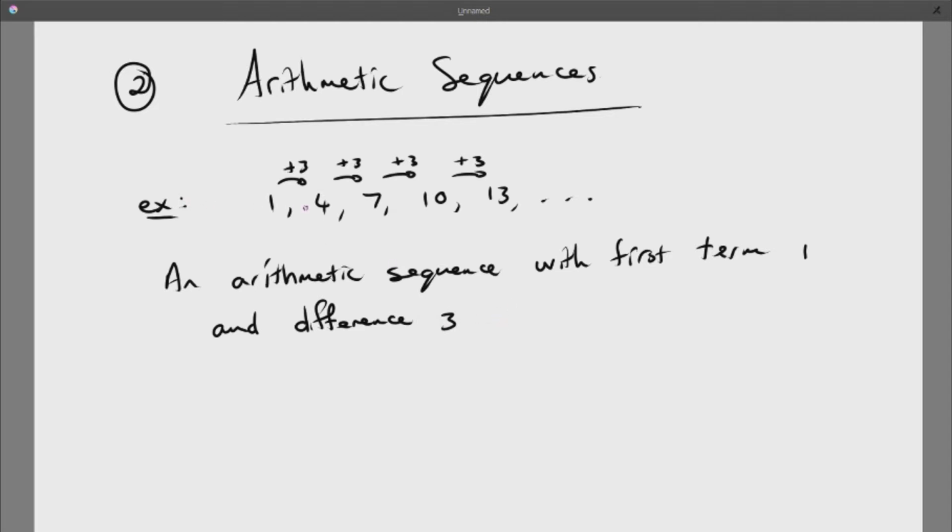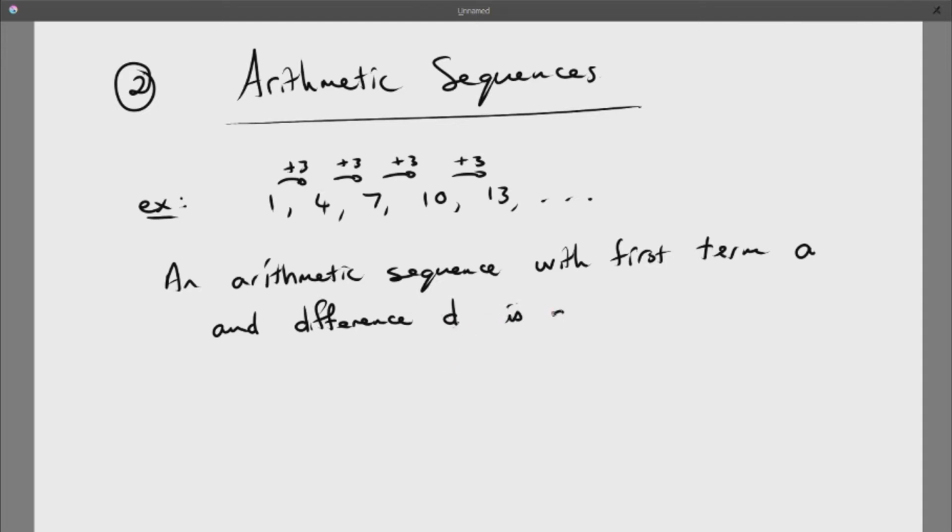But this is just an example, right? It doesn't have to be a 1 and a 3. In general, I can replace this 1 with maybe an A, or A1, if you will. And in general, I don't have to have a difference of 3. I'll call it D for difference.